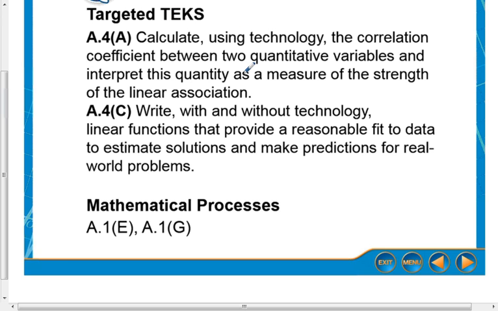We're calculating, using technology, the correlation coefficient between two quantitative variables and interpreting that quantity as a measure of the strength of the linear association. And we're also writing, with and without technology, linear functions that provide a reasonable fit to data to estimate solutions and make predictions for real-world problems. Okay, so yeah, we're going to be doing both of these things. Let's see if we put it all together.